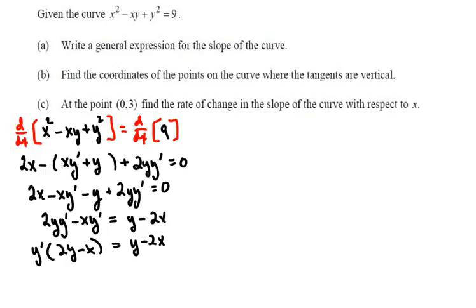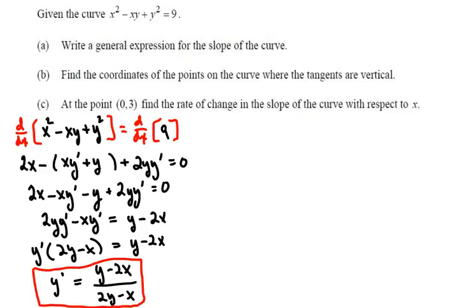Divide both sides by 2y minus x, and I end up with y prime is equal to y minus 2x over 2y minus x. And that's the answer to A.